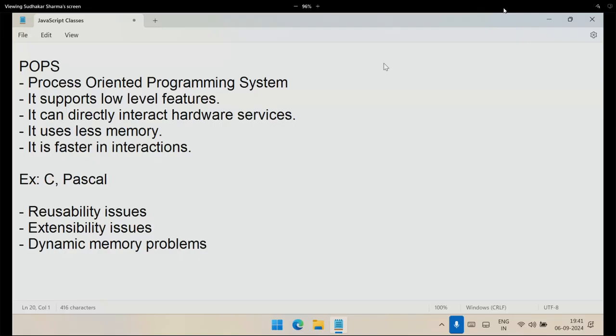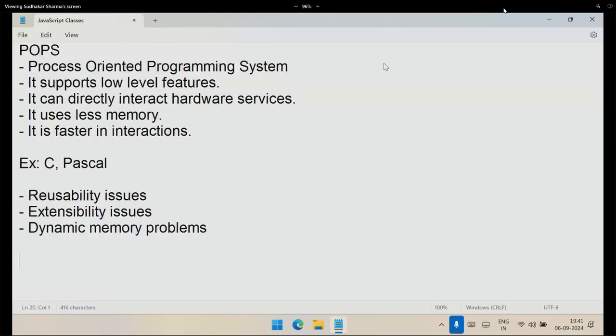They are good in that, because they directly interact with hardware. A program can control hardware like a fan. It can control the device directly. That is the ability of POPS. But they are not great in reusability, extensibility, dynamic memories and all. That is the problem. Another, we have OBPS. OBPS is the object-based programming system.